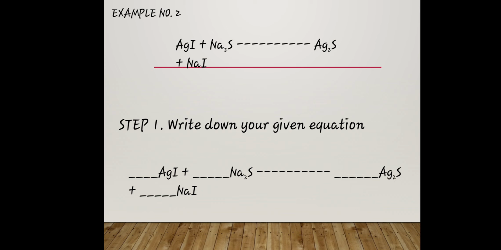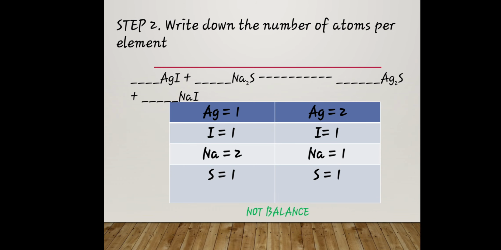So the very first thing you have to do is to write down your given equation. So of course, you have to write down the reactants and the product. Next is you have to write down the number of atoms per element. It is very simple. As I've said, if the element has no subscript, meaning to say, it is equivalent to 1. Kasi element itself is 1 na. So from silver, we have 1, while iodine is also 1 because it has no subscript. Sodium is 2 because it has subscript, right?